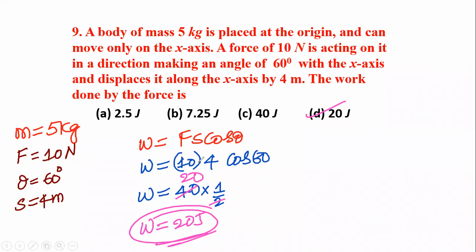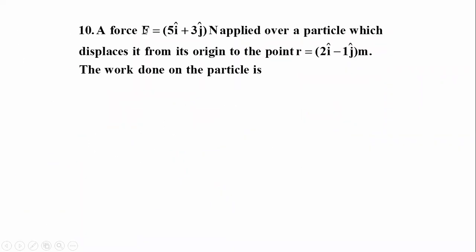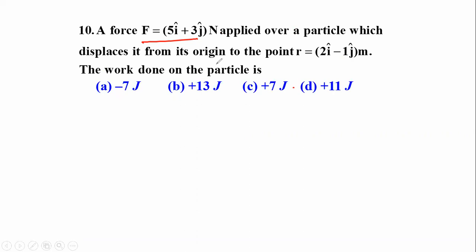Then, if it is given in the form of vectors, we'll see like this. Let us suppose F bar is given as 5i cap plus 3j cap newtons and r bar is given as 2i cap minus j cap meters. The work done is to be calculated.